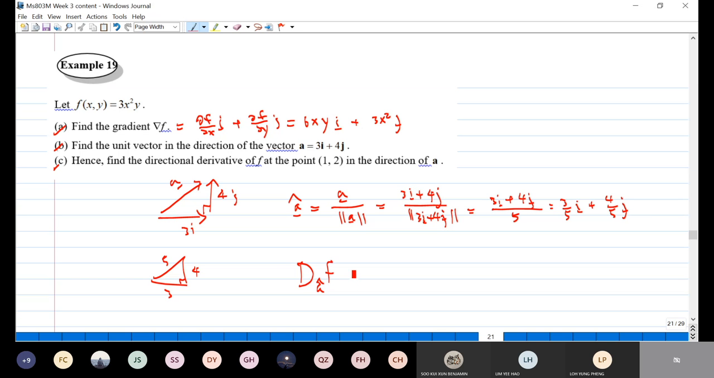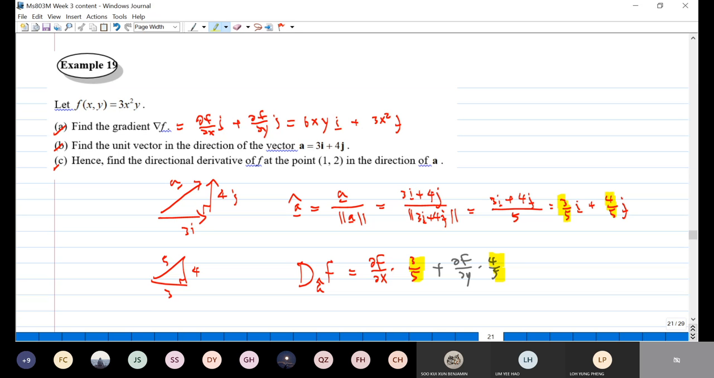So by definition, it is the partial derivative of f with respect to x, times 3 over 5. Okay, 3 over 5 is your u1 here. Plus the partial derivative with respect to y, times 4 over 5. 4 over 5 is actually here. So now you put in x equal to 1, y equal to 2.